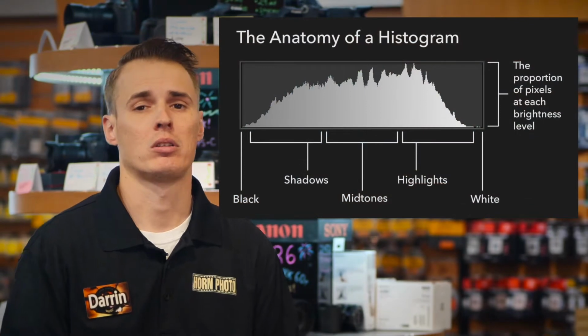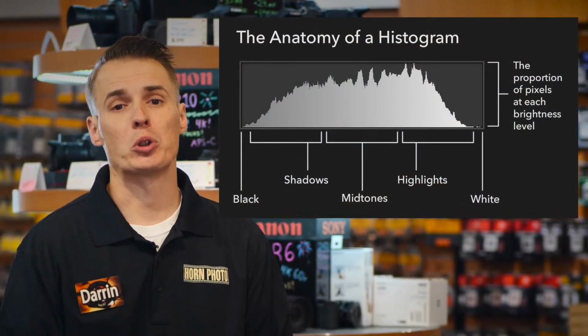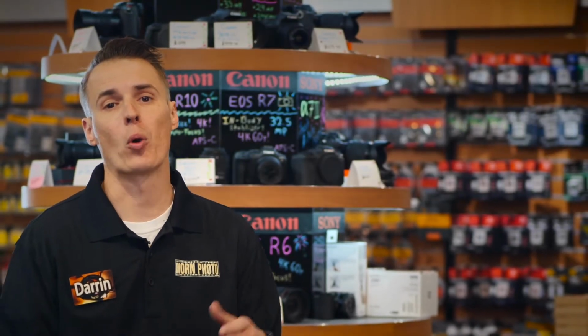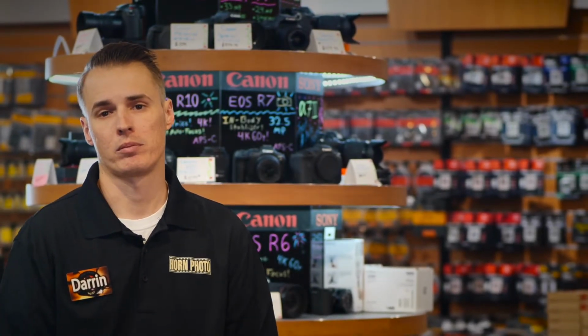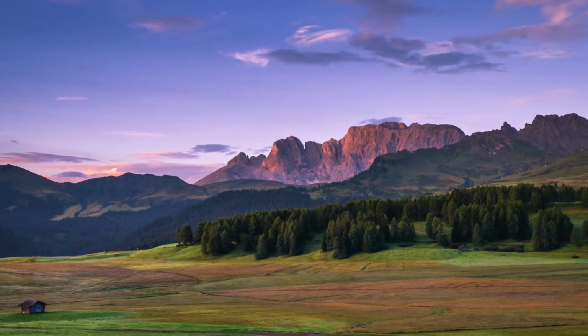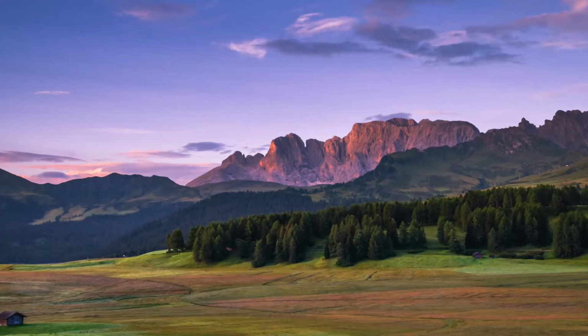in your image. Your dark tones or shadows appear towards the left side of the graph, midtones are in the middle, and your highlights are towards the right. Here's an image that's mostly midtones. There's not a lot of dark or bright areas in this picture.